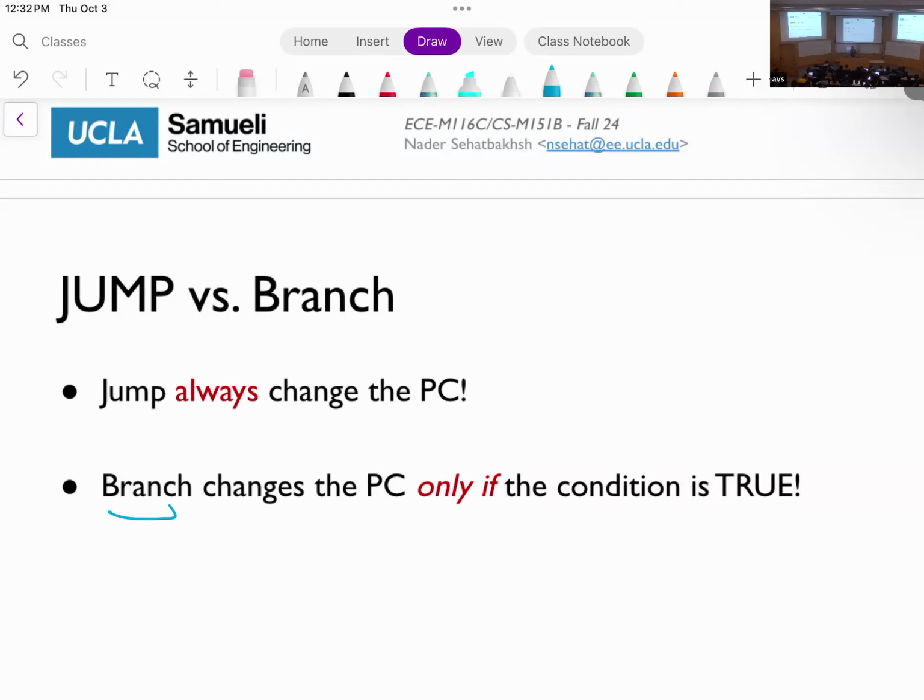So the difference between a jump instruction and a branch instruction is that both of them are, quote unquote, control flow instructions. The difference is that a jump is always jumping, changing the PC, but a branch does a check and then changes the PC.